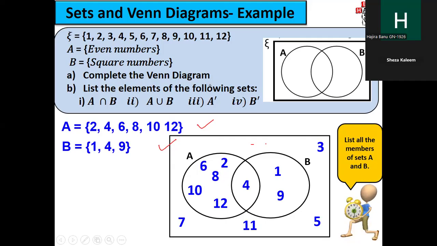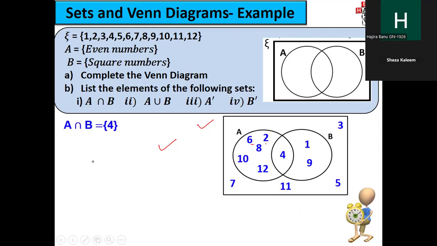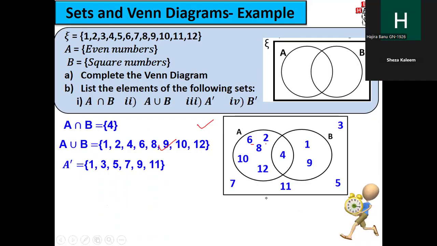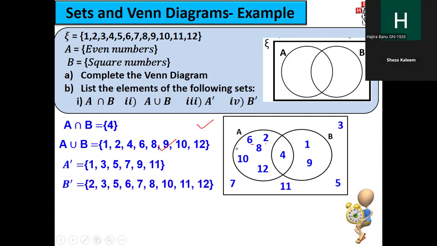Now list the elements of the following sets. A intersection B. What are the elements present in A intersection B? 4. A union B, you will be writing all the numbers present in A and B both. Then A complement will be the numbers which are not in A. So 3, 5, 7, 11 definitely are there. Apart from that, 1 and 9 also we will be including in A complement because they are members of B. Then B complement means all the members in A and the universal set will be written together. Is that clear? Yes, ma'am.